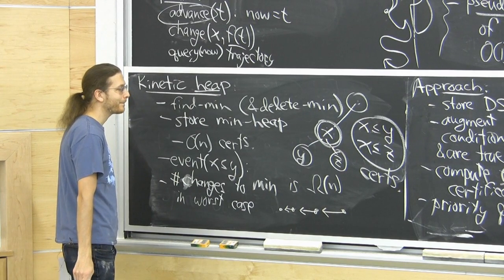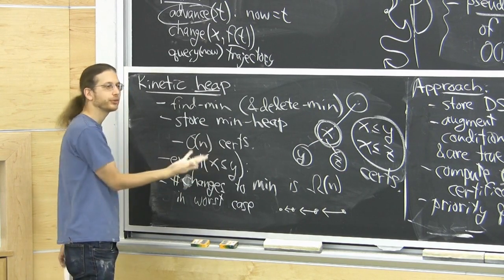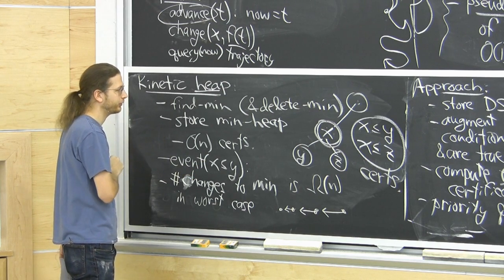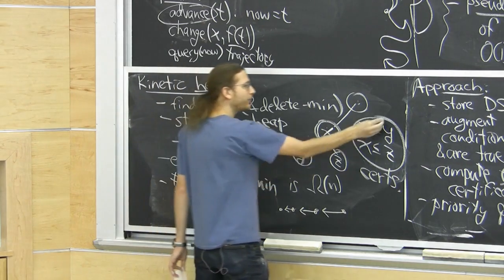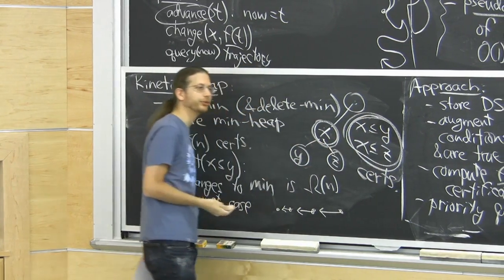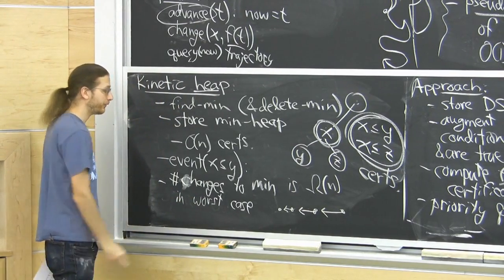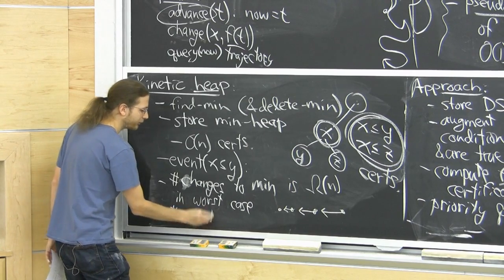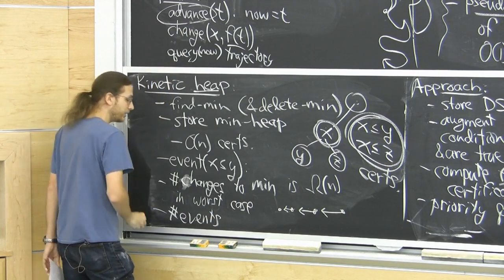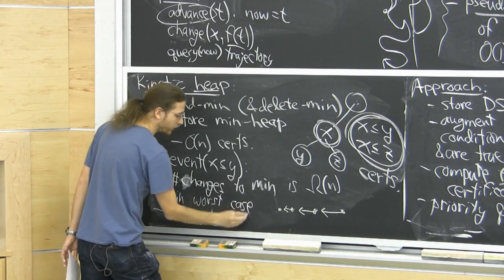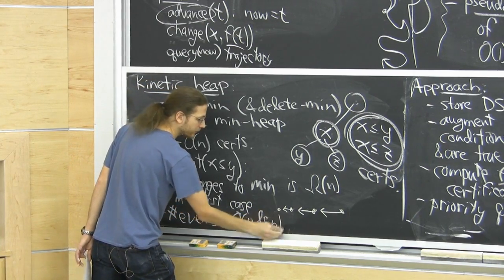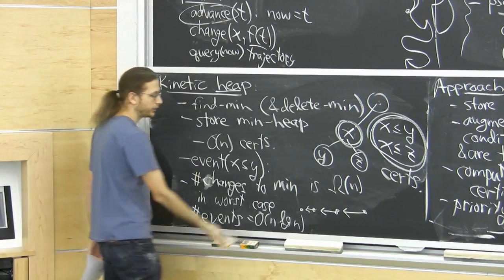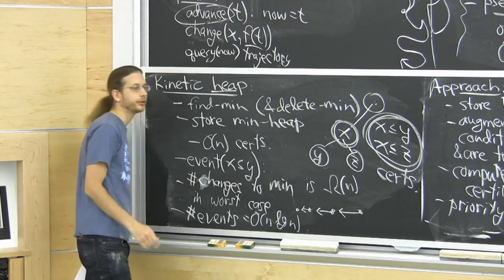I claim in this data structure, well, of course, the min will change at most a linear number of times. Well, it's not clear it's at most, but that's true. What we care about, though, is we're storing way more certificates than the min. We have a linear number of certificates. I claim the total number of events in this data structure, if there are no change operations, so if we just advance to infinity, number of events is order n log n. And so we call the efficiency log n, because you're a log n factor away from this lower bound.